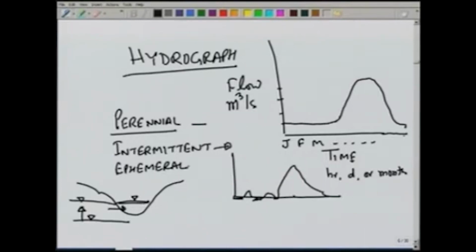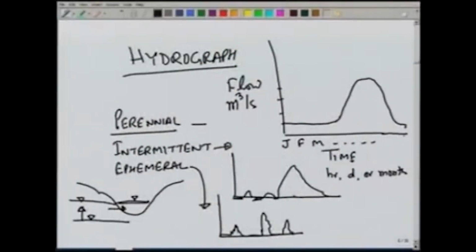Contrasting behavior is observed in ephemeral streams, in which there is almost zero flow in most part of the year, and only there will be some isolated flows in response to storms. So, as and when there is rainfall, there will be some flow in the river, and when there is no rain, there will be no flow. So, the pattern of streams is important to know in order to design a storage or a flood control measure.